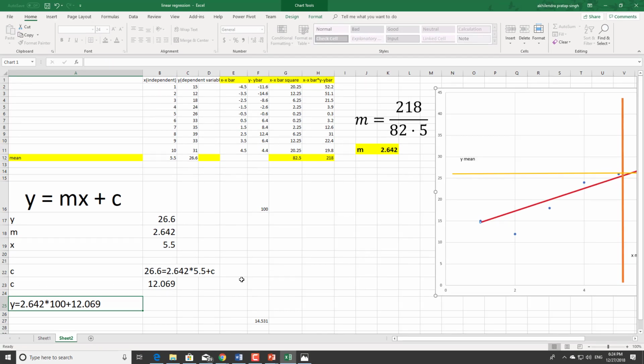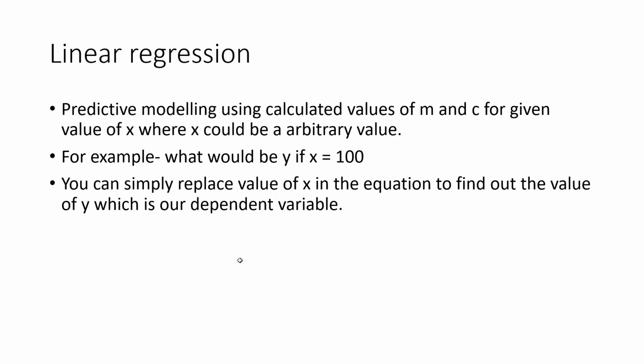But overall, in linear regression, this is what you do. You try to find out the value of y for a given x. In order to do that, you first need to solve the equation for linear regression. Let's jump back into our slide and cover some more important topics. So this is the same thing.